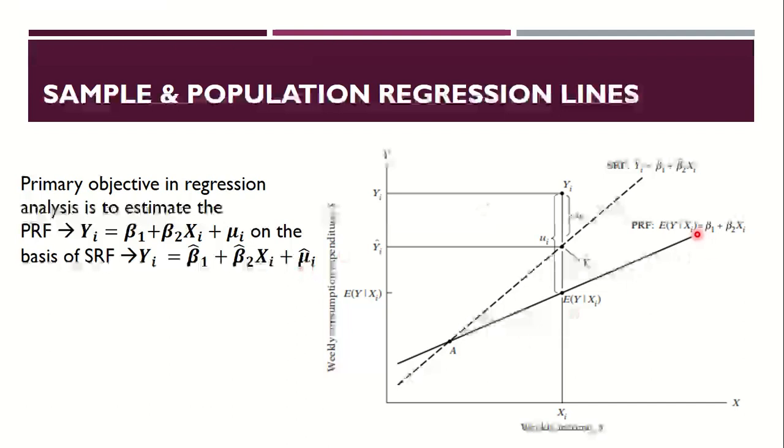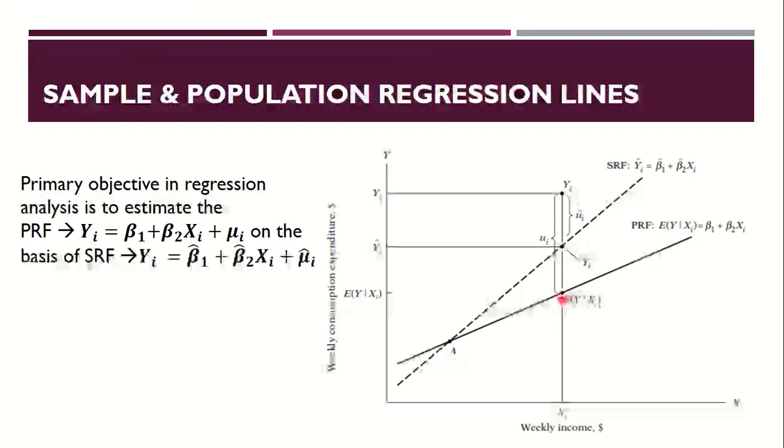And this line, if you're looking here, is the population regression line, and this one is the sample regression line. We selected a sample from the population and drew a sample regression line here, this dotted line. There is a difference between these two lines. Here, the sample regression function is not a mirror of the population regression function, as there is a difference between these two lines.